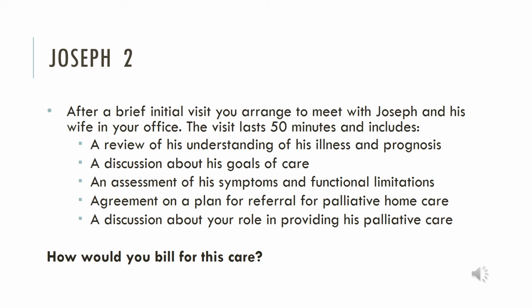You assess his symptoms and functional limitations at home and agree on a plan for making a referral of home care to address some of those needs. Finally, you outline for Joseph and his wife that you will be providing his ongoing care with input from his cardiologist and discuss how to access care when he needs it. So, how would you bill for Joseph's care at this point? Which code or codes would you use?